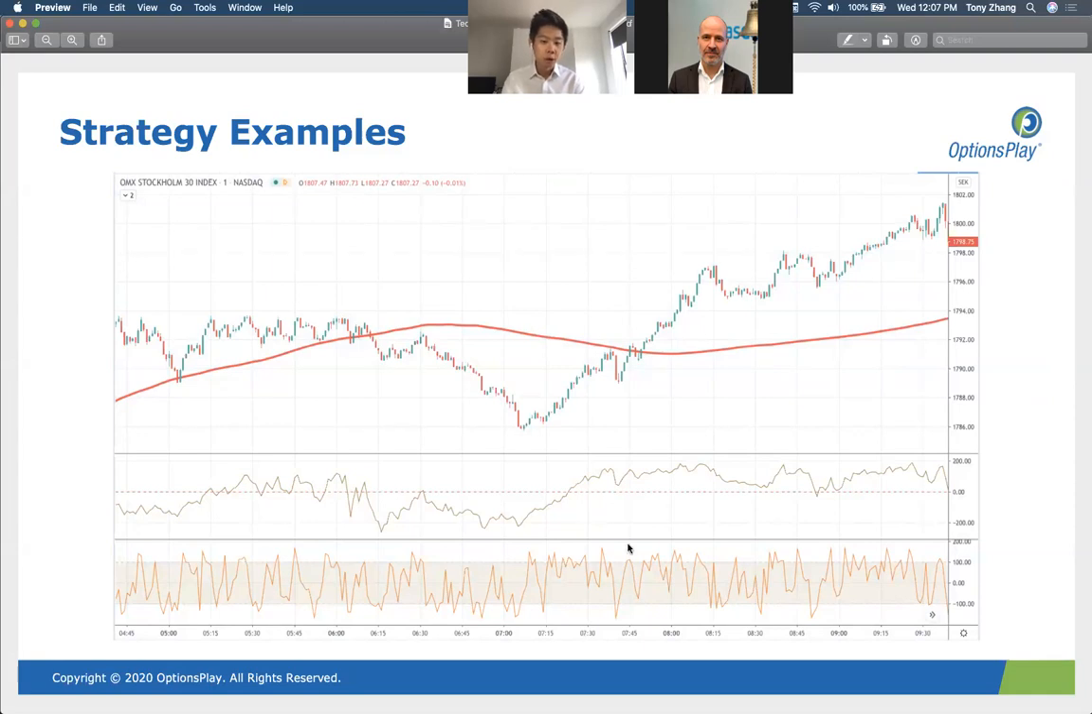Now, different traders will use different indicators. Some will use RSI, some will use momentum, some will use proprietary indicators. I tend to find that I like CCI when I was trading it, but you can really use any of these indicators, in my opinion, for a similar type of strategy.